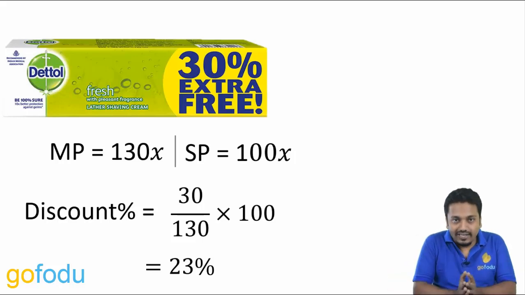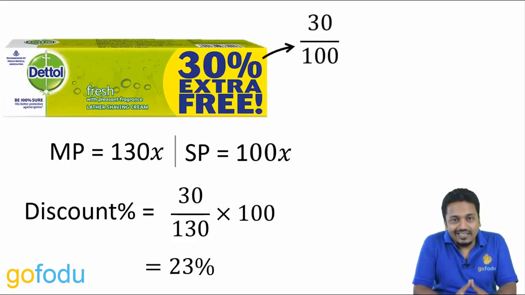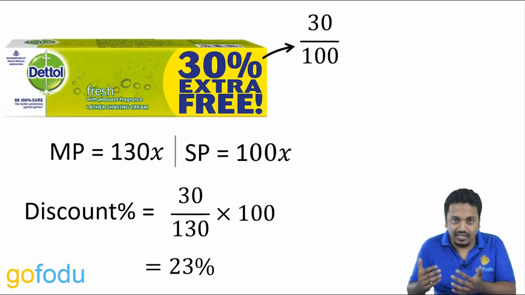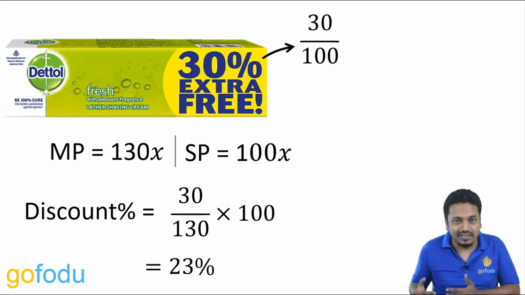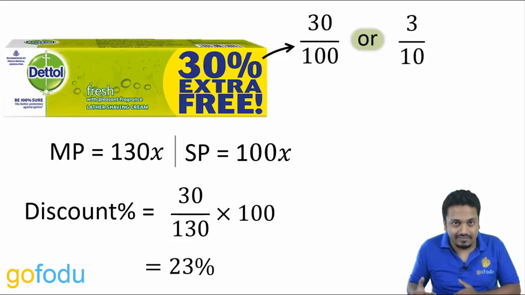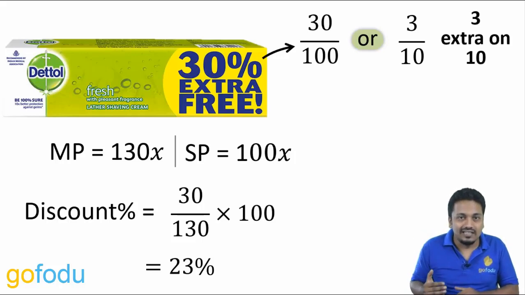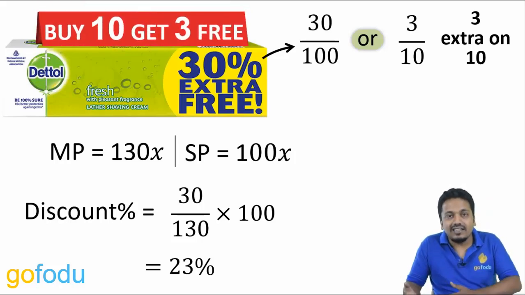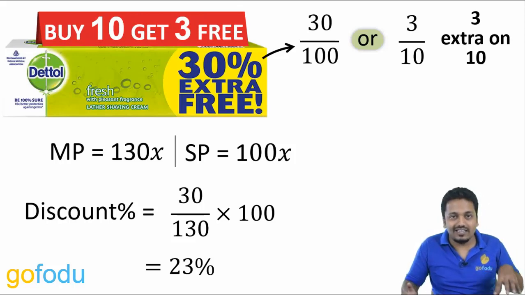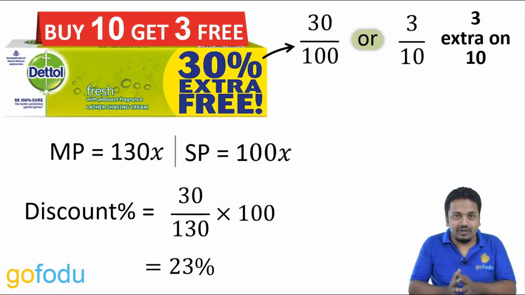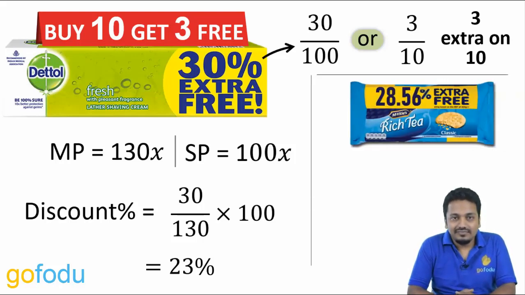There is one more way to look at this. 30% extra means 30 extra upon 100, that is 30 extra on 100. That will be 3 extra on 10. This basically means this offer is same as buy 10 and get 3 extra free. It is equivalent to buy 10 and get 3 free. Let's take one more example.